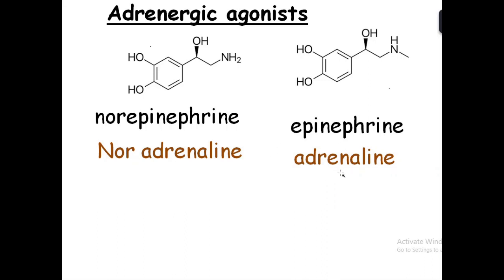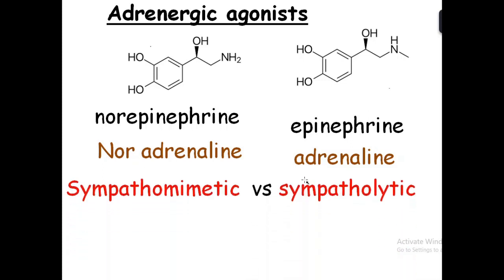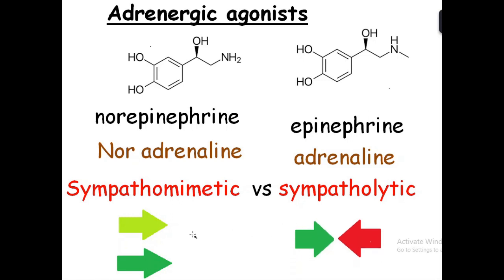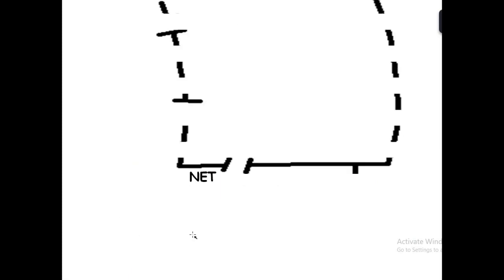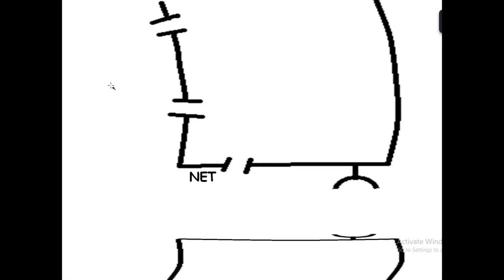Now, collectively, the agents that activate adrenergic receptors are called sympathomimetic, and the agents that block the activation of adrenergic receptors are called sympatholytic. So, now to get a better understanding of how these drugs work, let's take a closer look at the neurotransmission process. There are 5 main steps involved in adrenergic neurotransmission.